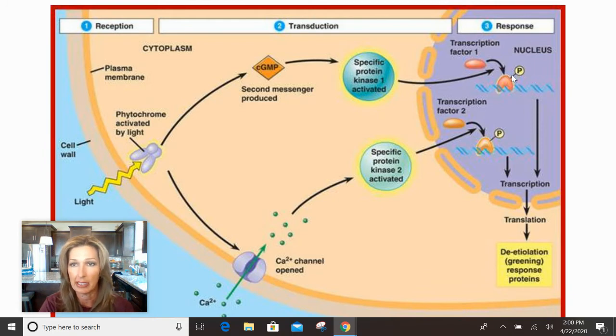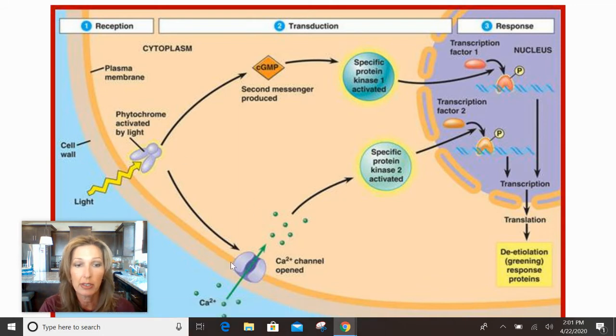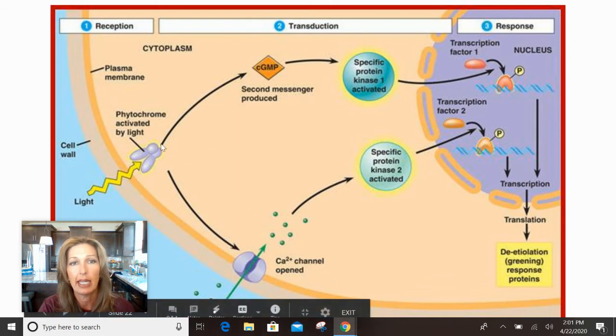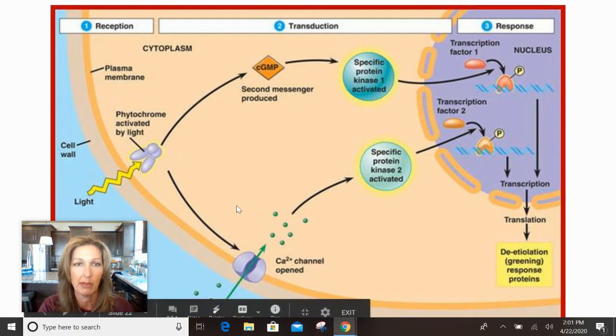In this case, you're seeing a typical response, which is to initiate transcription. And once I initiate transcription, then I get translation, and now I get proteins that affect it. Now here is another example. Here I have an ion channel, and if this ion channel is open, it's going to trigger a transduction pathway that leads to transcription. So recognize some environmental signals that can initiate a transduction and then lead to that response, which is a change in a protein in some way, shape, or form.